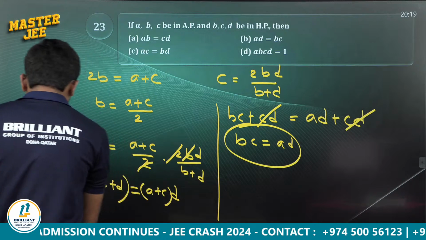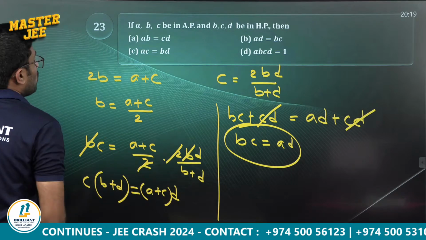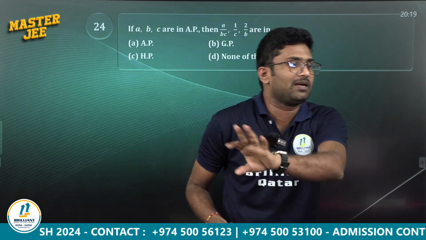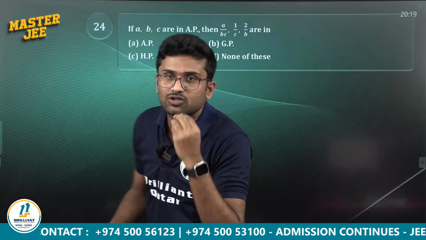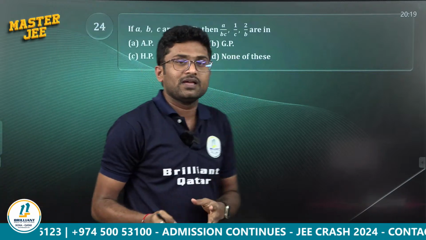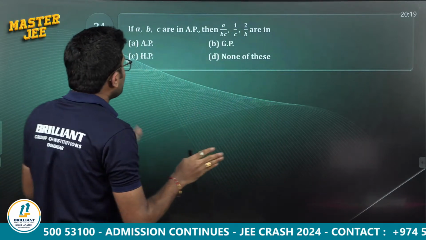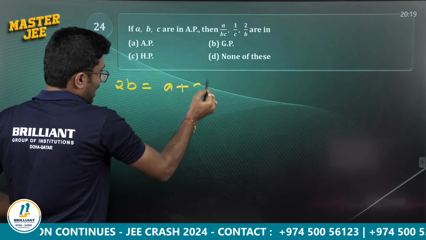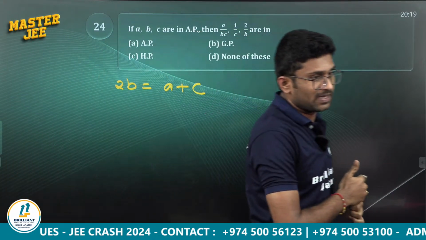Clear? Done. Next question. If a, b, c are in AP, again one of the basic fundamental questions. See, just based on the definition of arithmetic progression itself. Now, if a, b, c are in AP, what is the fundamental thing that we know? 2b is equal to a plus c.